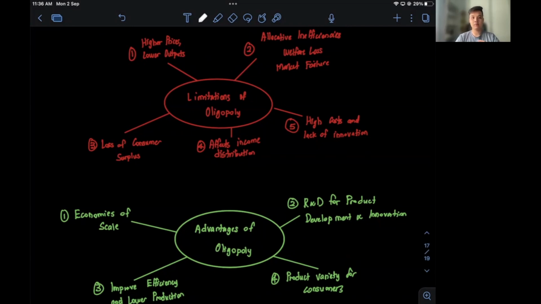And most importantly, because of the lack of price competition among oligopolies, there could be higher production costs, and these firms could be less innovative.